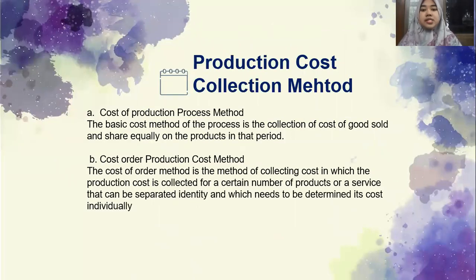Production cost collection method. Cost of production process method. The basic cost method of the process is the collection of cost of goods sold and shared equally on the products in that period. Cost ordered production cost method. The cost of order method is the method of collecting costs in which the production cost is collected for a certain number of products or services that can have a separate identity and which need to be determined their cost individually.